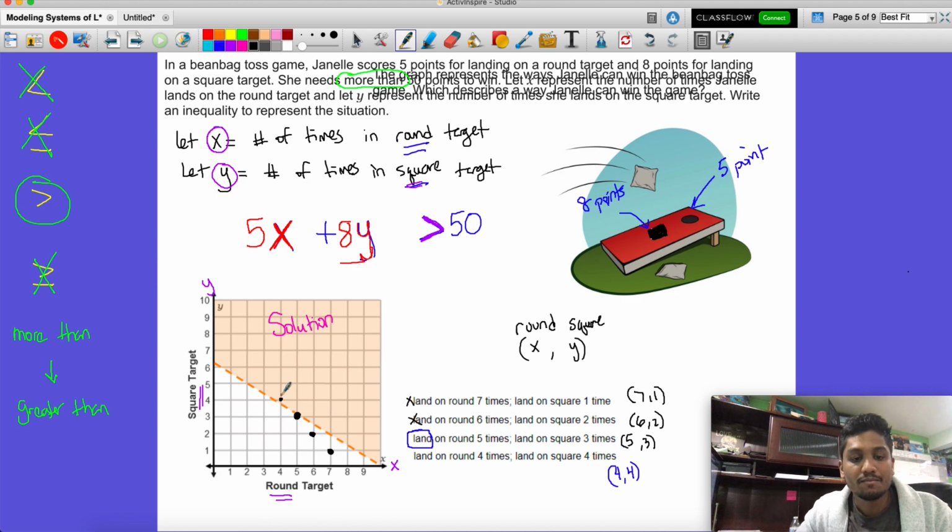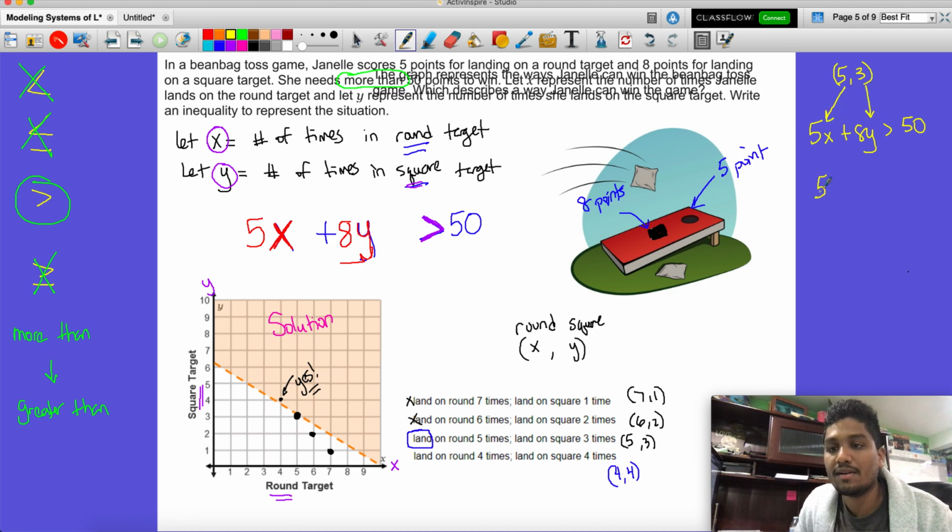So let's go back. We know that this one is definitely a solution because it's inside of the shaded area. We just need to check to make sure whether this one may or may not be. So on the side here, I'm going to write down the equation that we got: 5x + 8y > 50. We're using the point (5, 3). We're just going to substitute the 5 for the x and the 3 for the y.